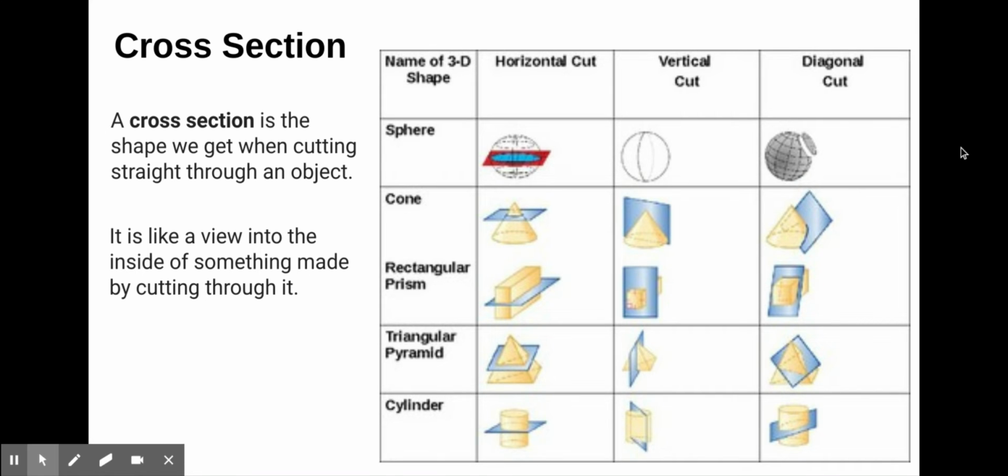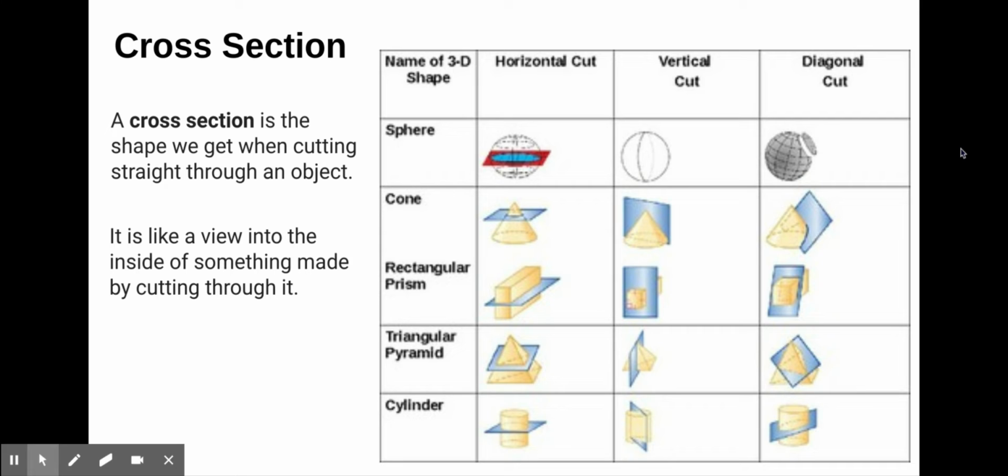All right, next thing we're going to be discussing here is cross sections. As the definition says, a cross section is the shape we get when cutting straight through an object. It is like a view into the inside of something. So just imagine you're cutting something open with a knife and you take it apart and look at the inside. Say you cut an orange in half and look at the two halves. What's the shape you see on the inside? If it's an orange, since it's circular, you're going to see a circle.